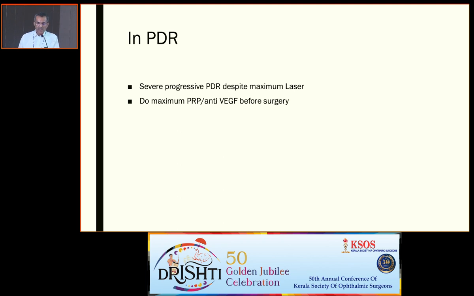In proliferative diabetic retinopathy, severe progressive PDR despite maximum laser, if the disease is progressing, if the neovascularization is progressing, you need an early intervention. And in a PDR, before taking up for a vitreoretinal surgery, either do a maximum PRP, whatever is possible, or inject, or both before you take up, because these florid PDRs are going to bleed, and they bleed badly when you take up for surgery.